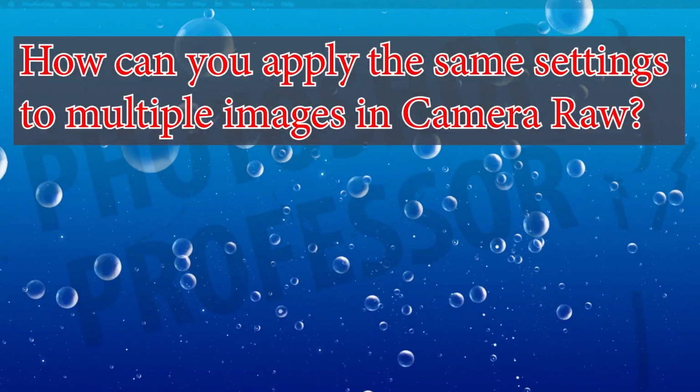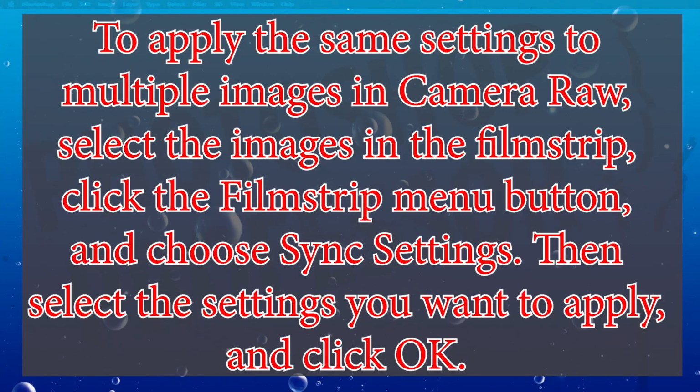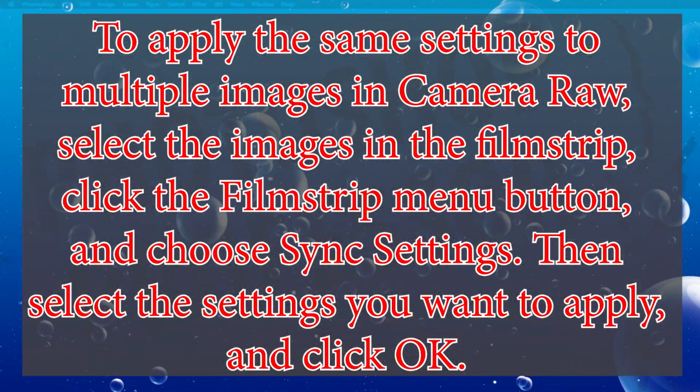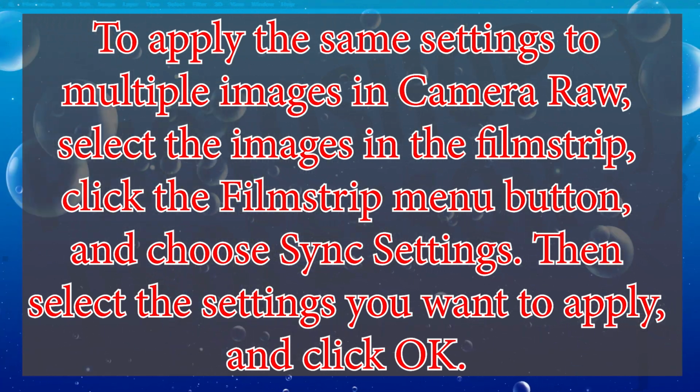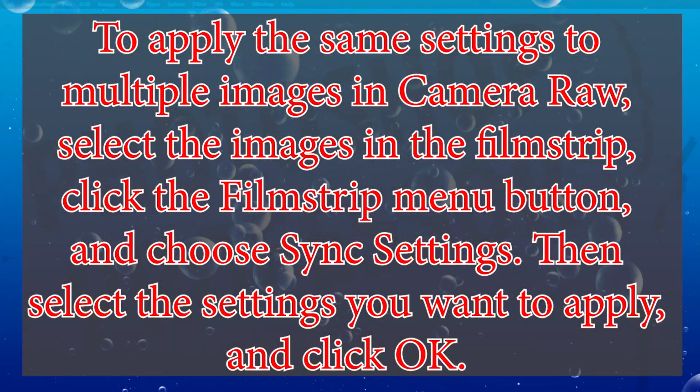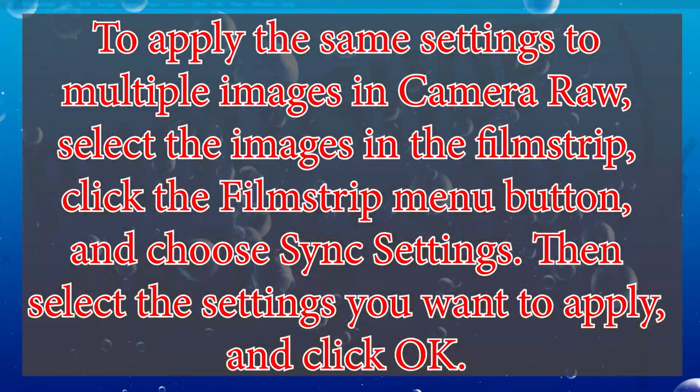How can you apply the same settings to multiple images in Camera RAW? There are a lot of ways to do this. To apply the same settings to multiple images in Camera Raw, you can select the images in the film strip, click the film strip menu button and choose Sync Settings, and then select the settings that you want to apply and click OK. It's the most common way.